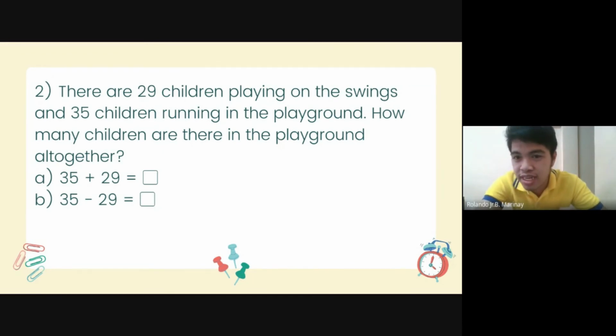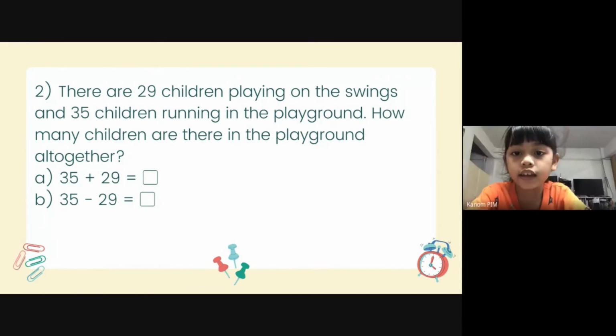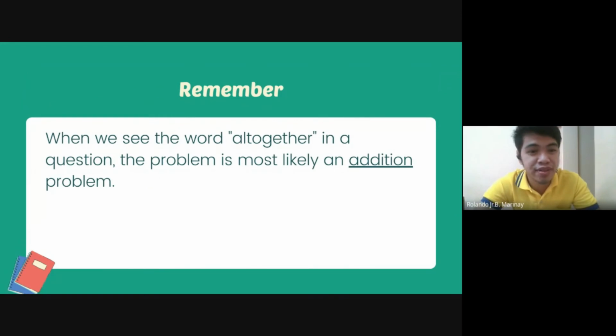Let's try to call somebody. Kanumpim, is it A or B? Oh, somebody answered. Is it Stamp? Okay, Stamp and Kanumpim said A. The answer here is letter A because we can see the words all together. Remember, kids, when you see the words all together in a question, the problem is most likely an addition problem. So that is letter A.